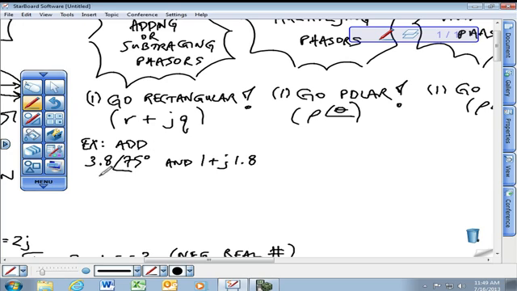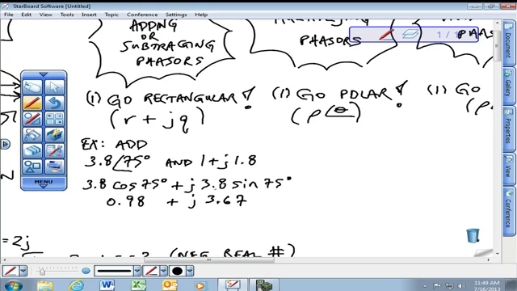All right, so we want to convert our first phasor to rectangular. So we're going to take our rho, that's our 3.8, times the cosine of 75 degrees, add that to J, 3.8, times the sine of 75 degrees. And that works out to be 0.98. All right, so that's 3.8 times the cosine of 75 plus J 3.67. That's again 3.8 times the sine of 75 degrees.